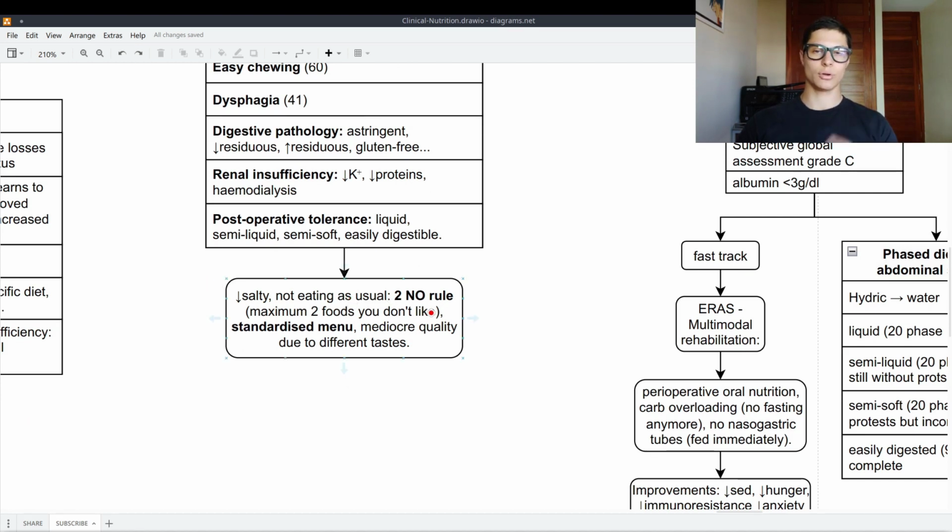There is this thing, the 2-no rule, which basically means that there are 2 foods maximum that you can dislike from the menu. It is indeed a standardized menu for everyone, and it has a mediocre quality due to different tastes indeed. It's not a restaurant.